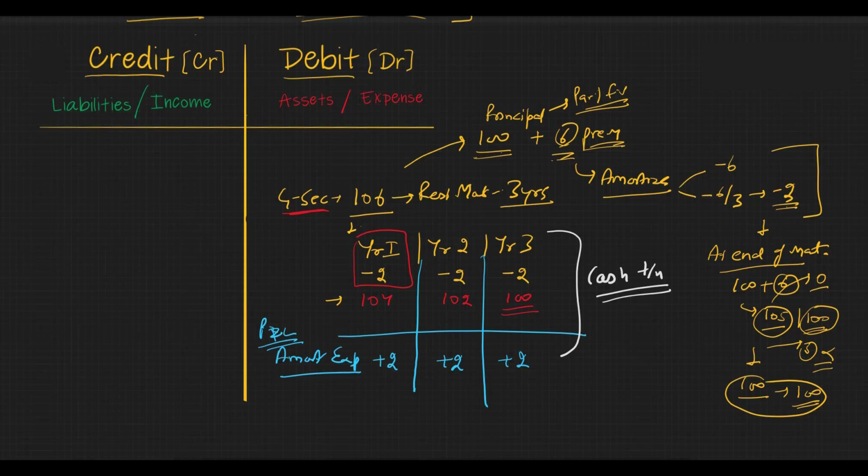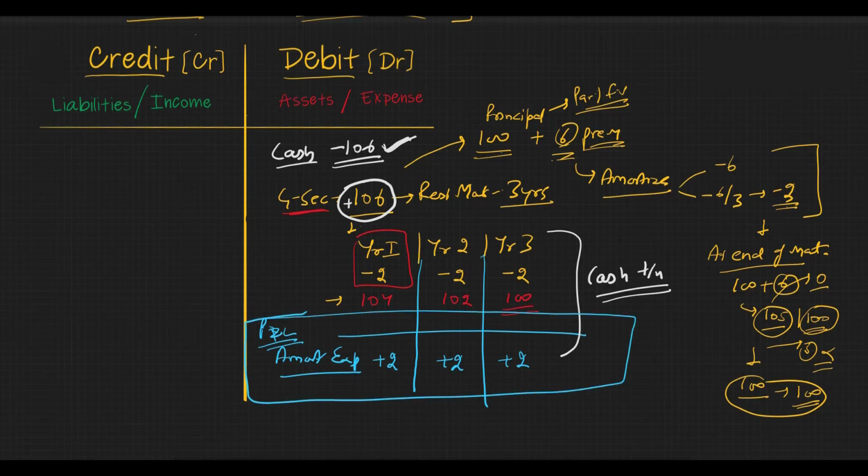Why is it so? Because when we purchased the security, we had reduced the cash by 106, right? So the premium was already paid as cash at the time of purchase. It's just that we are recognizing it now in the P&L as we are amortizing it over the years.